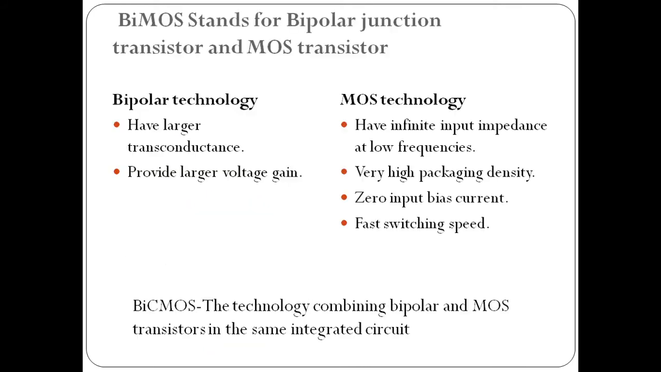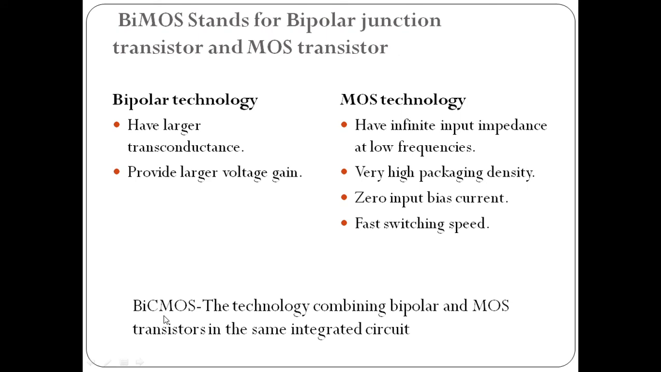Now let us see what we mean by BiCMOS or BiMOS. BiMOS stands for bipolar junction transistor and MOS transistor. BiCMOS is nothing but the technology which combines both the bipolar and the MOS transistor in the same integrated circuit. That is, in a cascade circuit, we are going to make use of both the bipolar junction transistor as well as a MOS transistor.